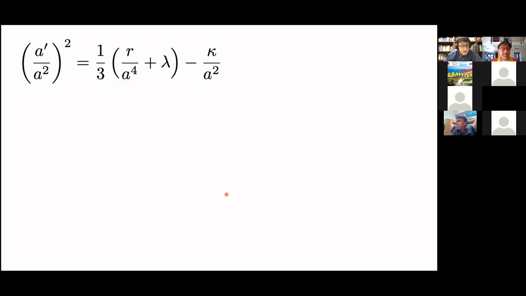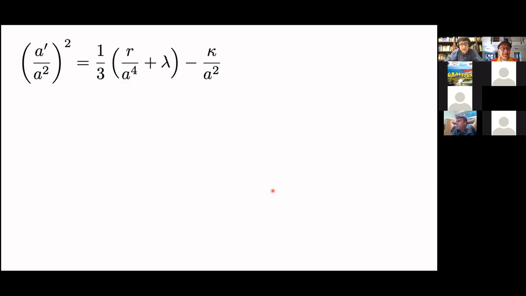So the simplest cosmology of that sort just has radiation and vacuum energy, and this is the Friedmann equation for such a universe, where the r over a to the 4th is the radiation energy term, and the lambda is the vacuum energy term, and then we have kappa over a squared, the curvature term. So this is just the Friedmann equation written in conformal time. I'm considering this simplified universe to start with, the ordinary matter, or the non-relativistic matter, taken out. I'll put it back in a moment.